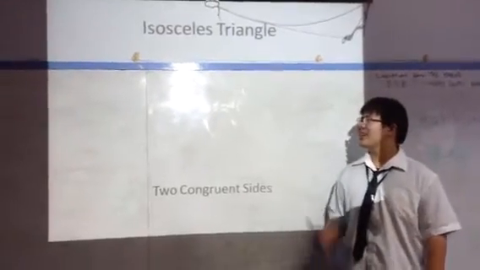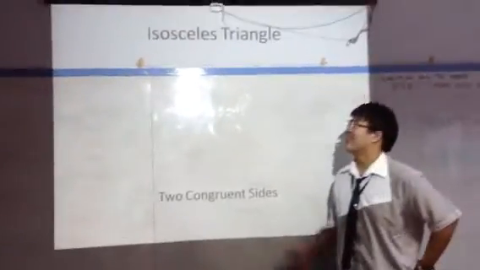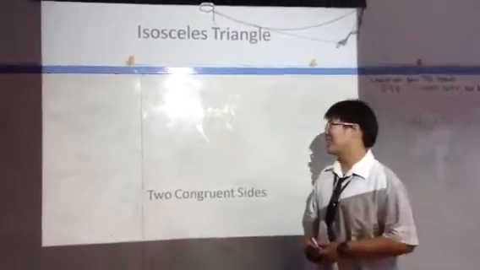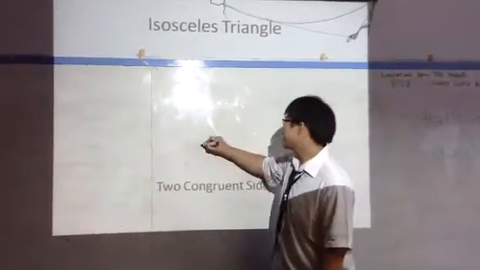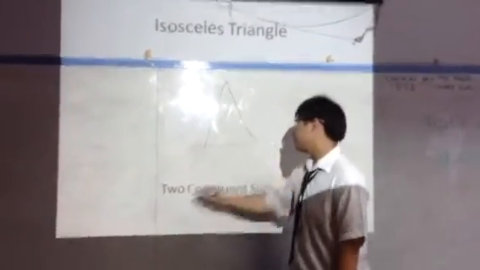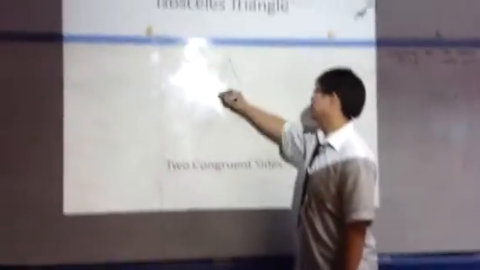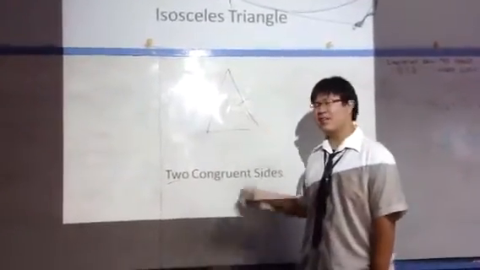Now the third, well, not the third actually, I said that wrong, but the type of triangle we're talking about is an isosceles triangle. An isosceles triangle has two congruent sides, meaning these are the only two sides that are the same.